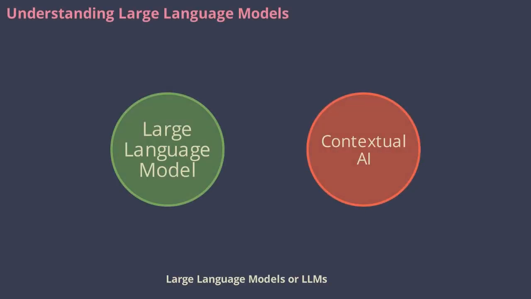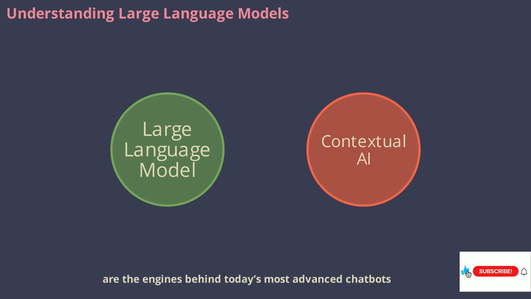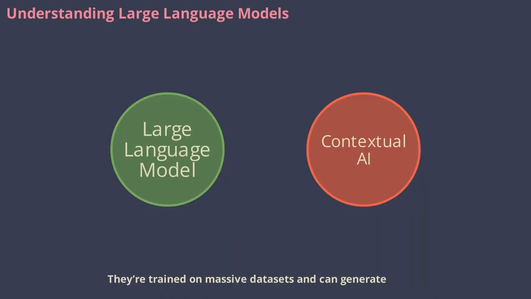Large language models, or LLMs, are the engines behind today's most advanced chatbots. They're trained on massive datasets and can generate human-like responses by analyzing the entire conversation context. This means your chatbot can remember previous messages, understand user intent, and provide answers that make sense in the flow of conversation. LLMs are what make modern chatbots truly intelligent and capable of engaging users in meaningful dialogue.